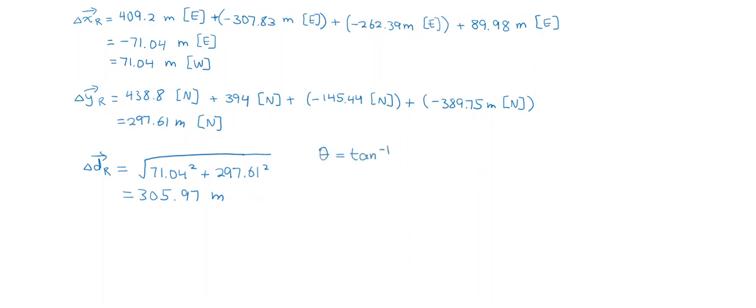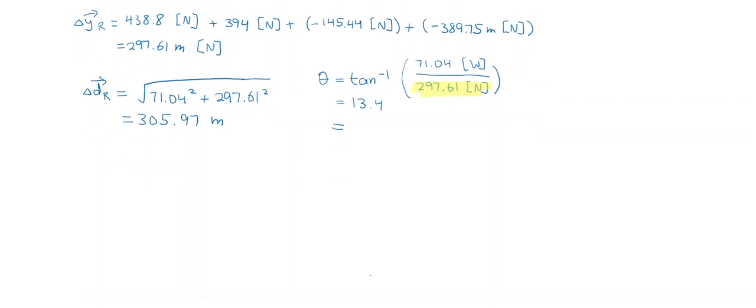And then for our angle, theta is going to be tan inverse. And then I'm going to put the smaller one on top. So that's 71.04 west over 297.61 north. And this is going to give you 13.4. And then remember that the one that is on the bottom is going to be the first direction. So that means it's going to be north 13.4 degrees west. So hopefully that makes sense.